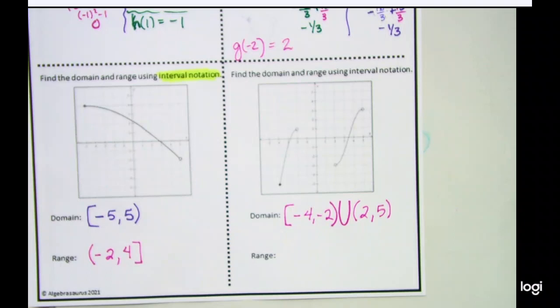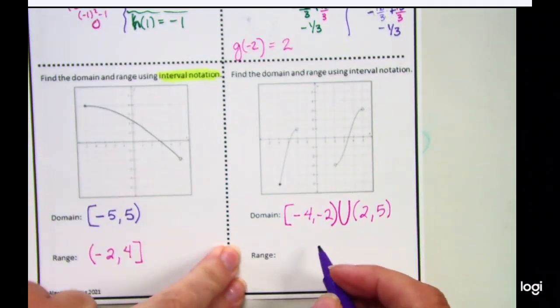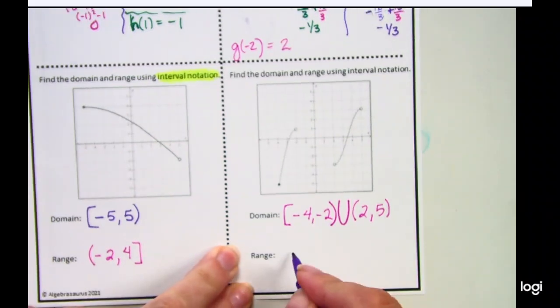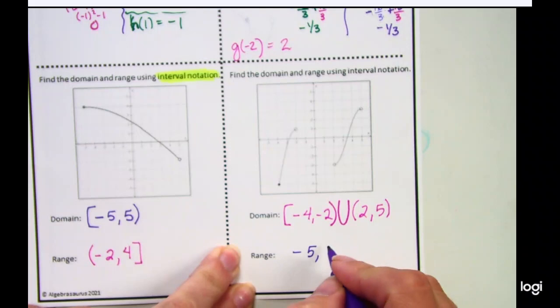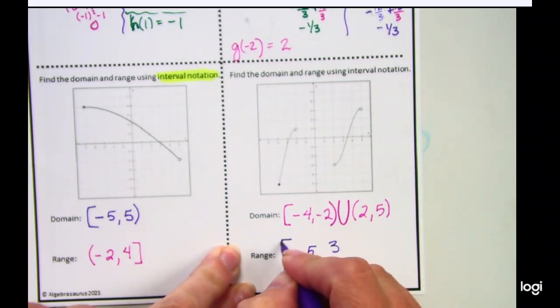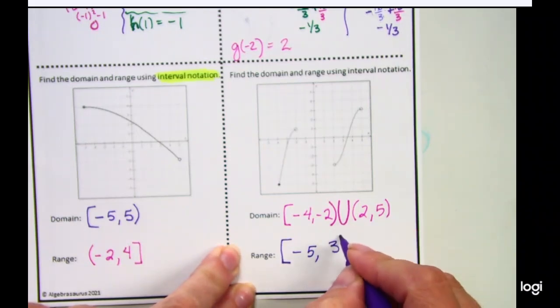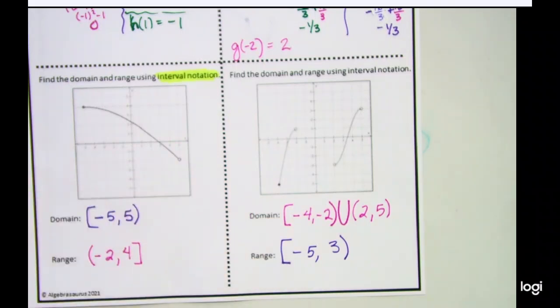So now that I see the overlap, I can see that I am in between -5 and 3. -5 is a closed dot, 3 is an open dot. Takes a little practice there, but you will definitely get the hang of it. So let me know where you get stuck.